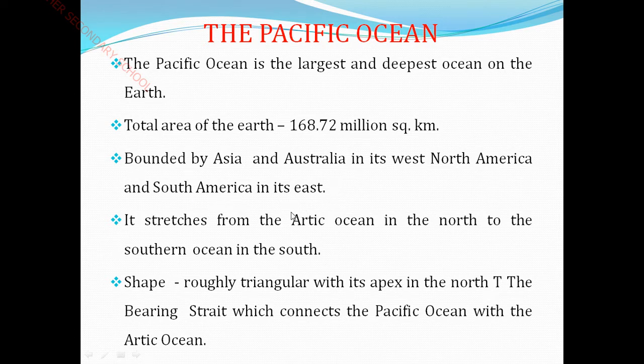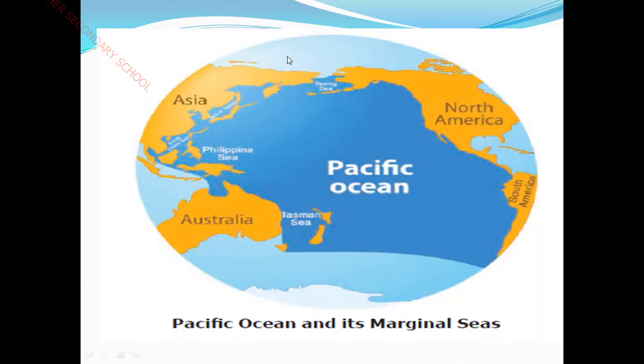Okay, children, so the Pacific Ocean is in between the continents. It stretches from the Arctic Ocean in the north to the Southern Ocean in the south, which we are going to see here. The shape is roughly triangular. Which shape is the Pacific Ocean? It's roughly given as what? A triangular shape. We can take it as an imaginary triangular shape.